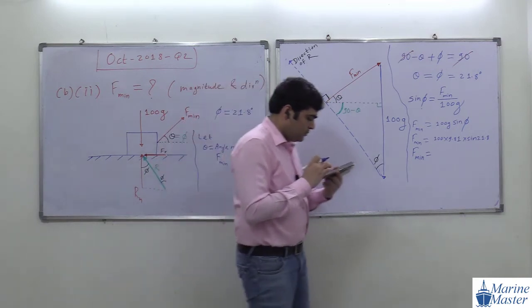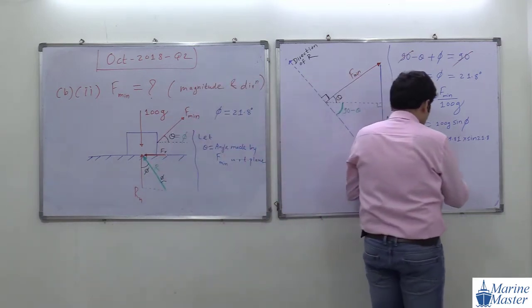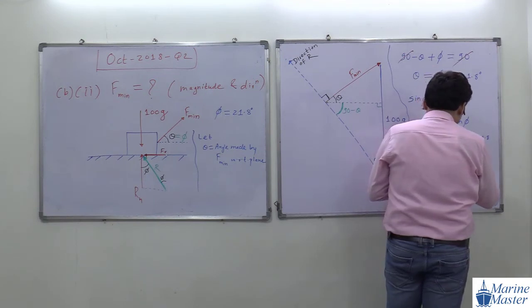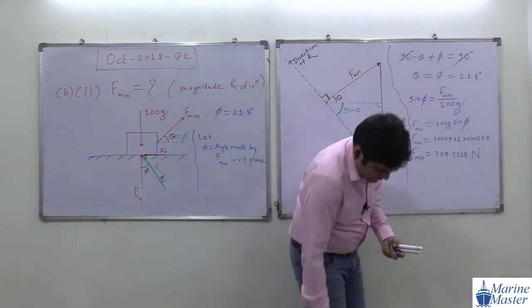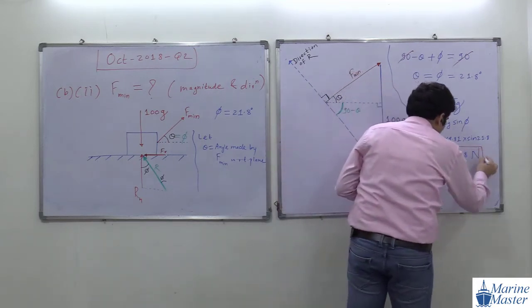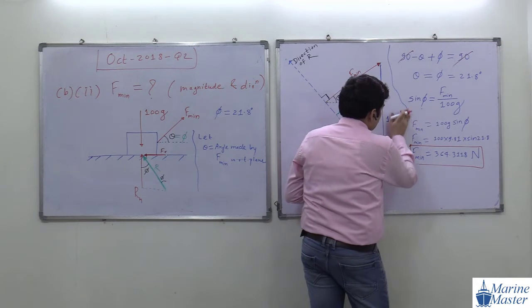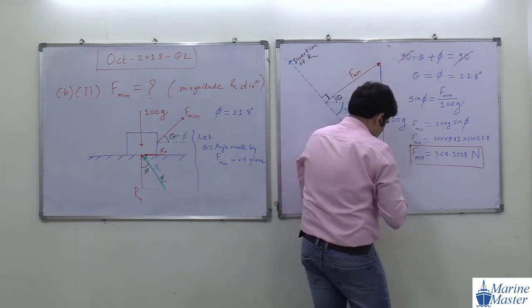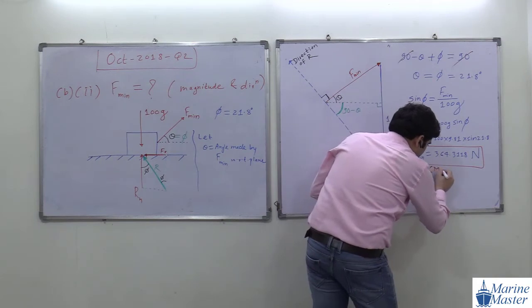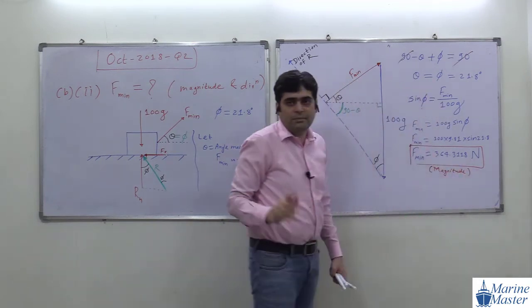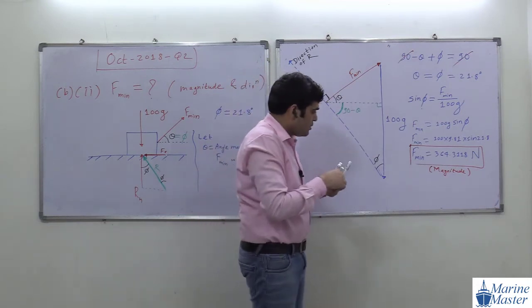364.3118 newton. So what is this one, guys? This is a magnitude. This is the magnitude of the minimum force. Okay, now what will be the direction?